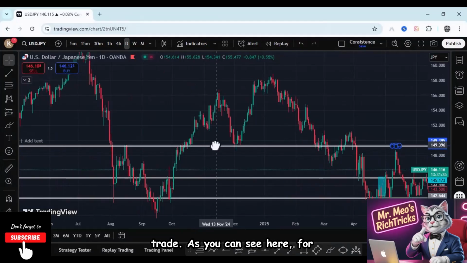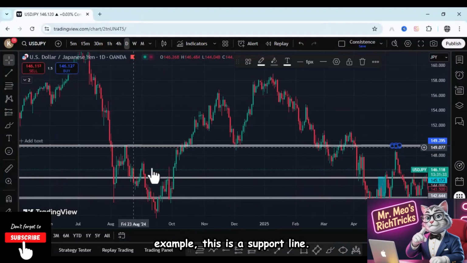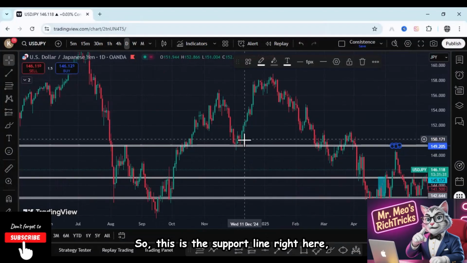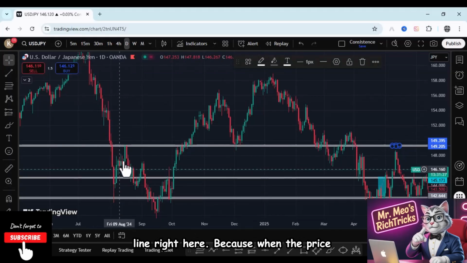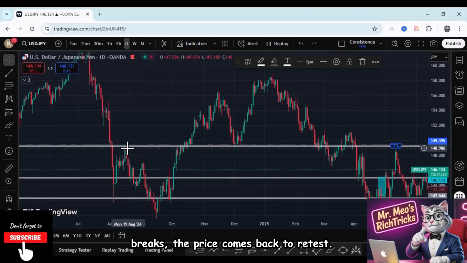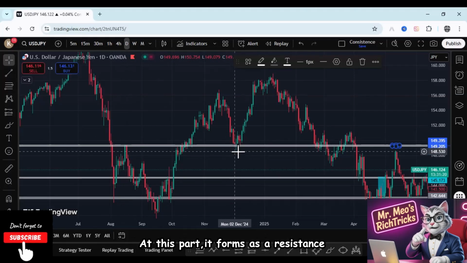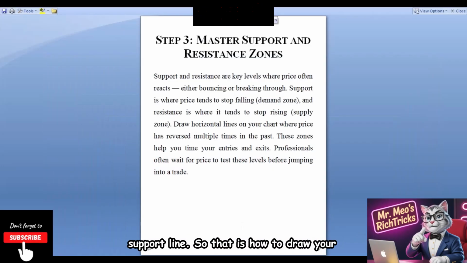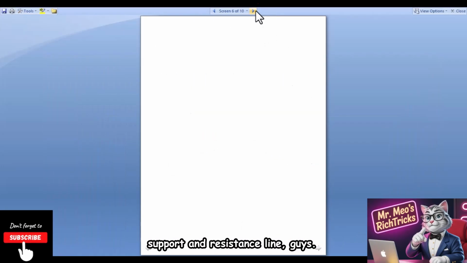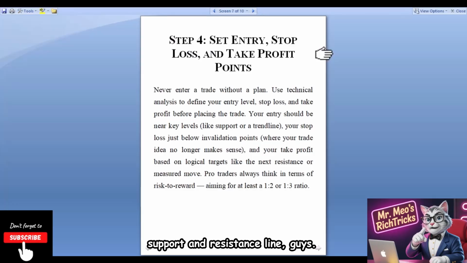As you can see here, for example, this is a support line. So, this is the support line right here, and you can also call it a resistance line right here. Because when the price breaks, the price comes back to retest. At this part, it forms as a resistance line, and at this part, it forms as a support line. So that is how to draw your support and resistance line, guys. Now, let's go to the next step.